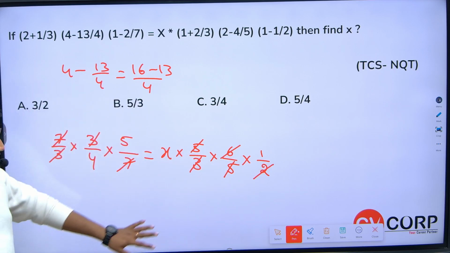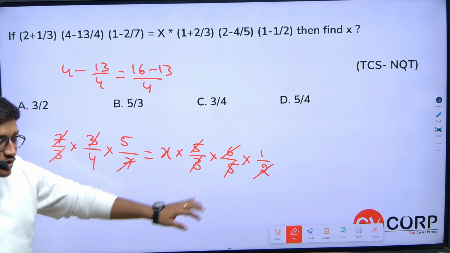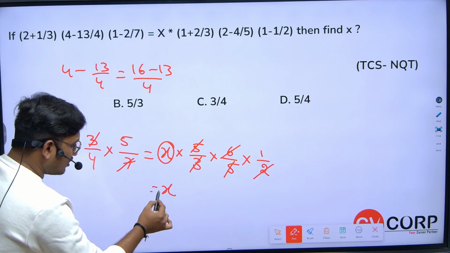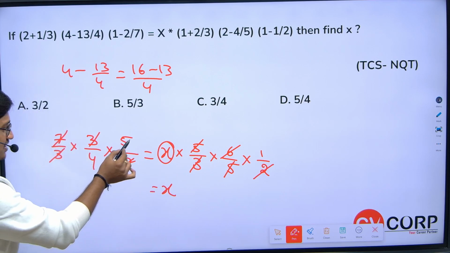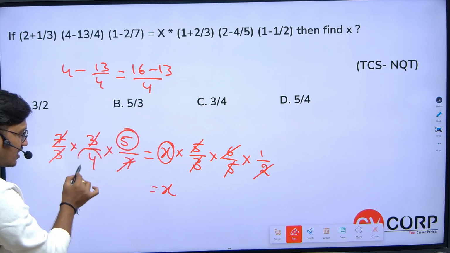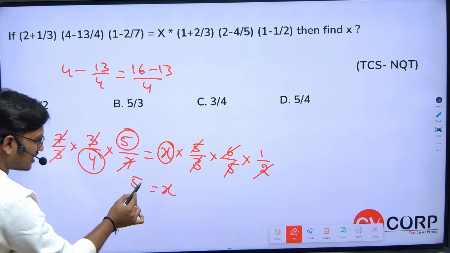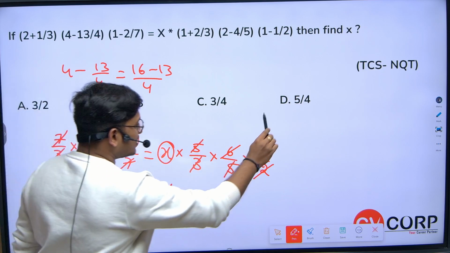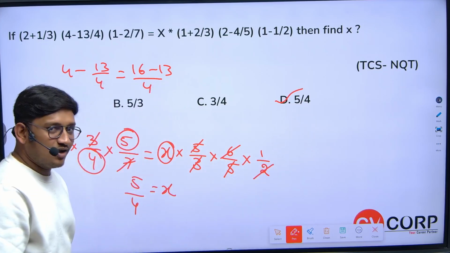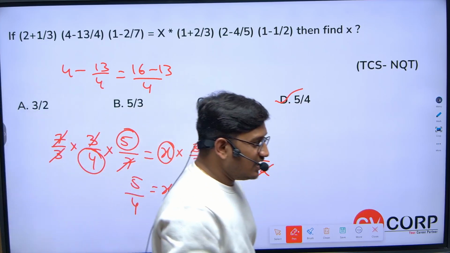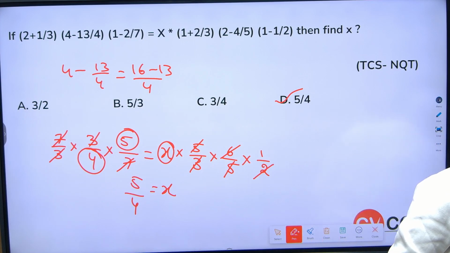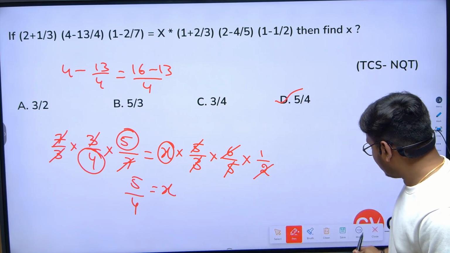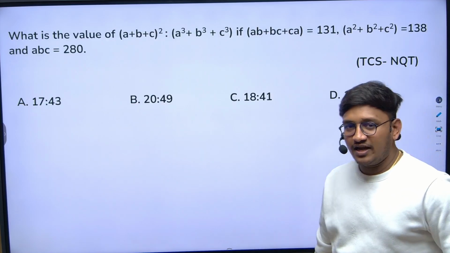So finally, on the right hand side all the values got cancelled except the value of x. I can write x is equal to, here all the values got cancelled except this 5 in the numerator and 4 in the denominator. So I can say that the value of x is 5 by 4. So the answer is option D, 5 by 4. I hope you all are clear with this question. Now let's go with the next question, which was asked in the previous TCS NQT. Can you try this question?